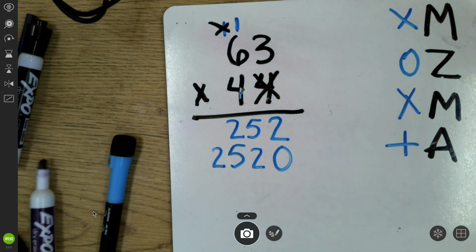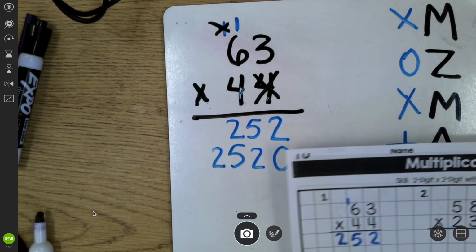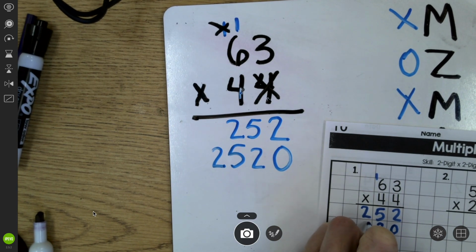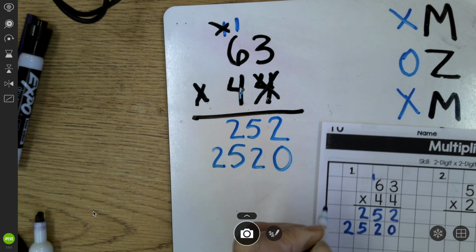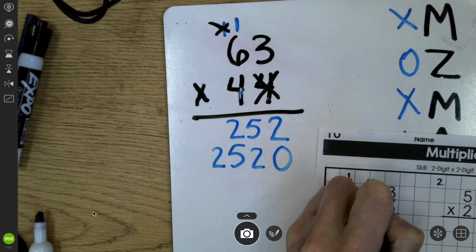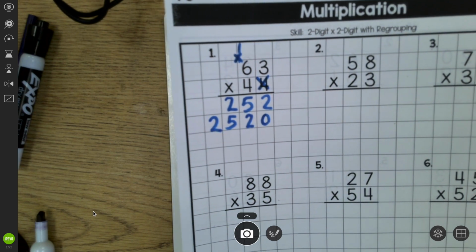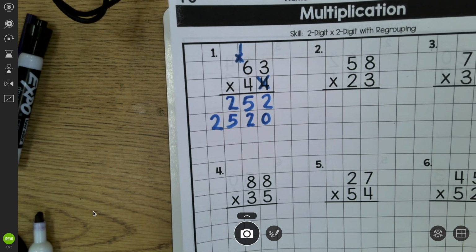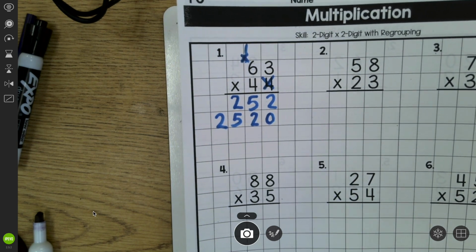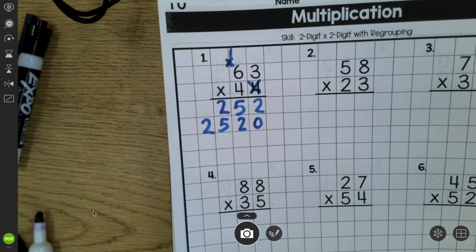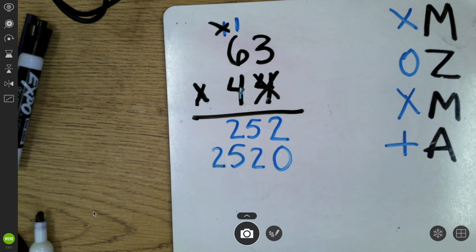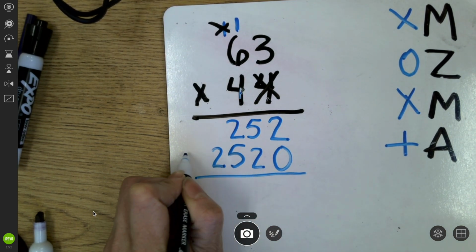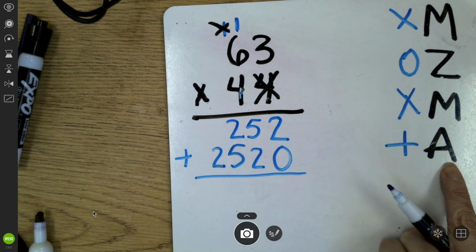25. So your paper should look like this. Okay. I might actually do my work on this paper. It actually looks good here. Okay, yeah, I think I will. Next, we're going to add. I'll do the next one on there. So we multiplied, now we add.